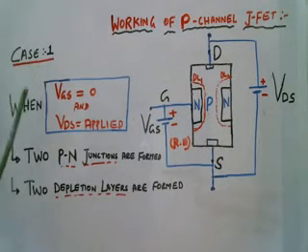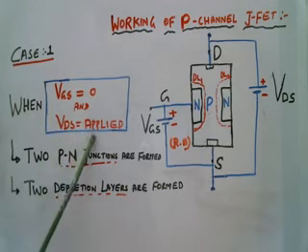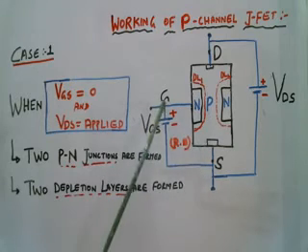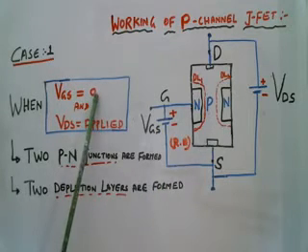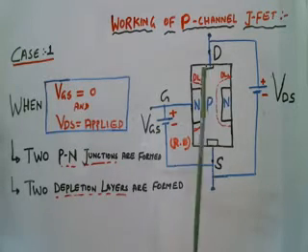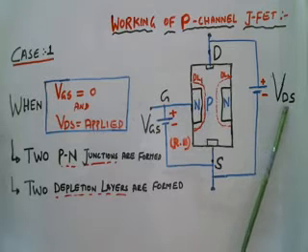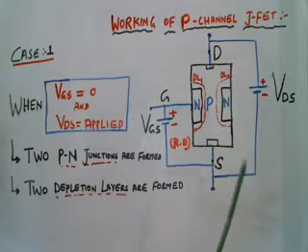Case 1, when VGS equals 0 and VDS is applied. VGS is the voltage between gate and source, and this is always reverse biased, whether N channel JFET or P channel JFET. But in this case we are taking VGS as 0, and voltage is applied between drain and source. This is the drain terminal and the source terminal. The voltage between drain and source is VDS. Drain is always positive with respect to source.